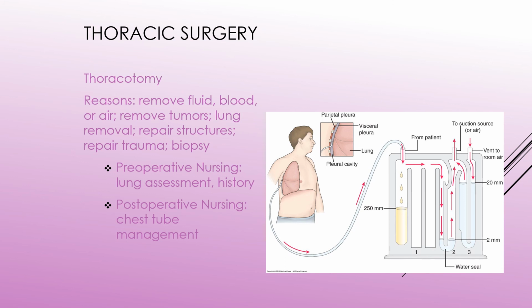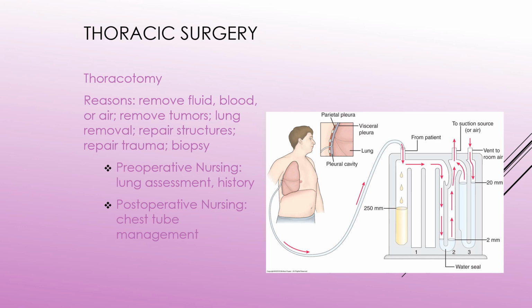Post-operatively, we're going to have to maintain their chest tube. So over here on the side, you will see a chest tube. If there's ever a break in the chest tube system, it allows air to enter the tubing, which enters the pleural space. A chest tube has 3 different chambers. You have a drainage collection chamber, a water seal chamber, and a suction chamber.